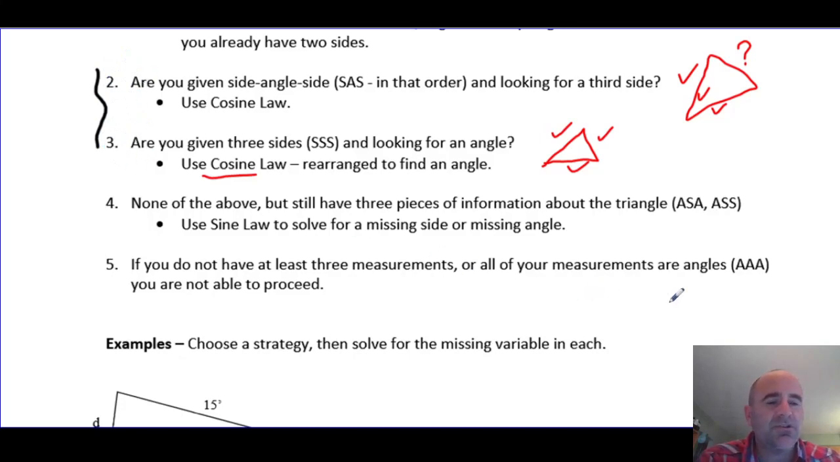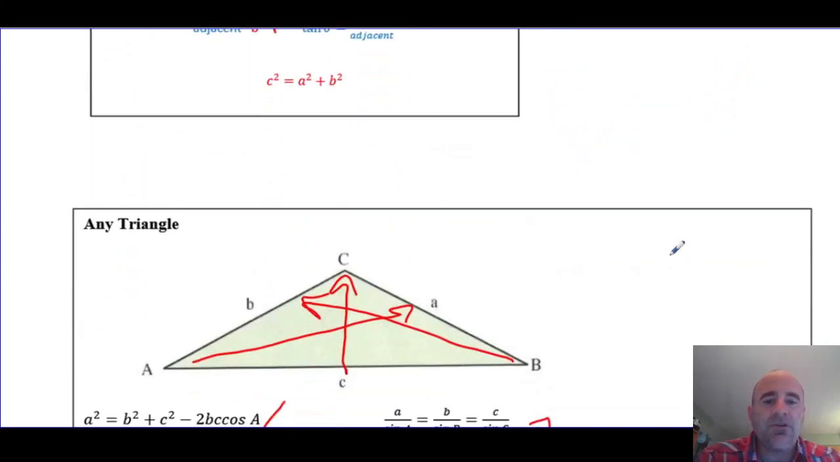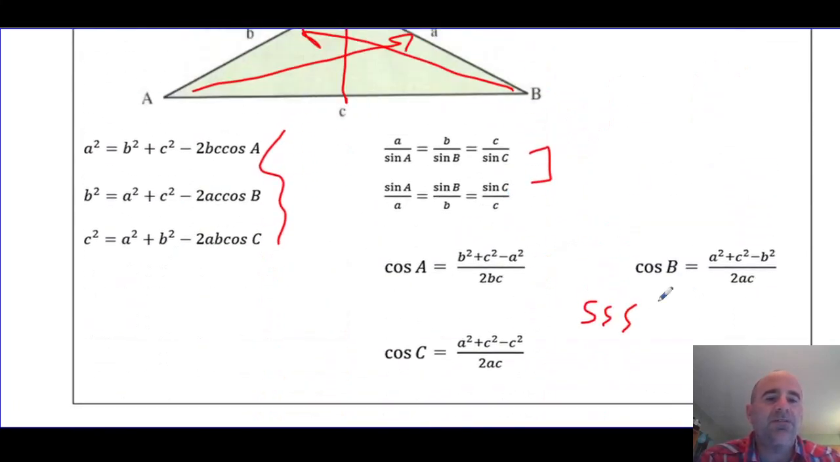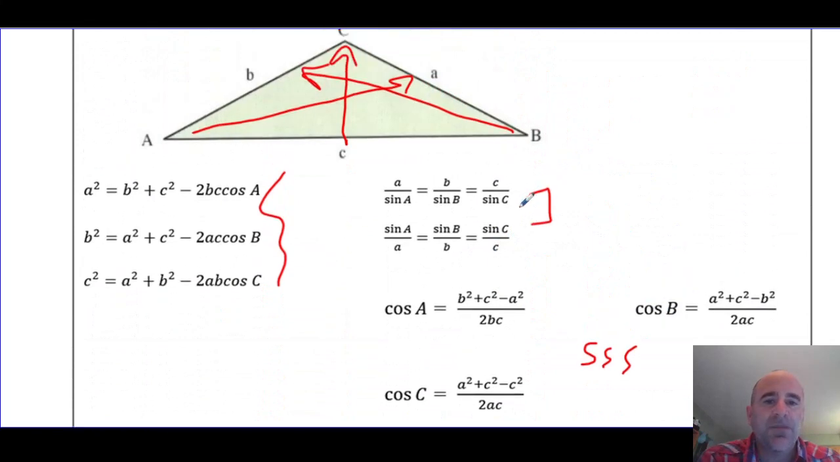And then if that doesn't work, try the sine law. You can't really go wrong in a sense. If you know how to use the formulas correctly, what'll happen is if you get to a cosine law question and you try using the sine law, you'll find you just can't get anywhere.